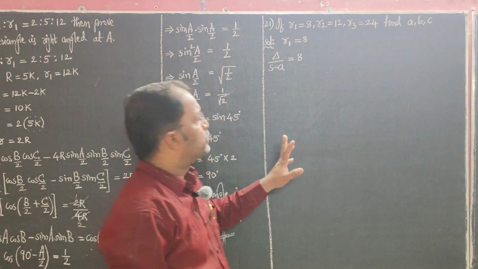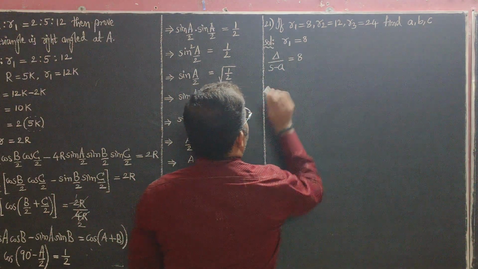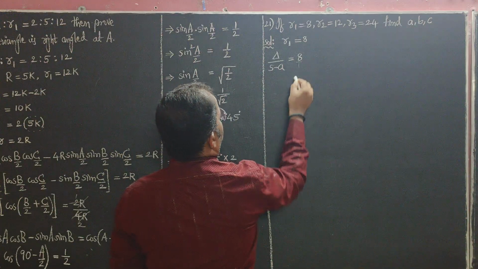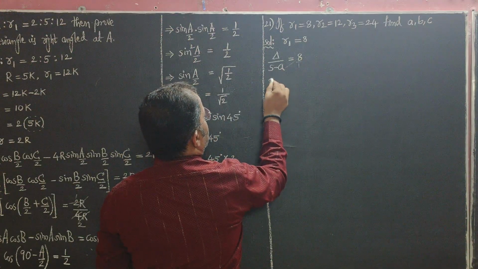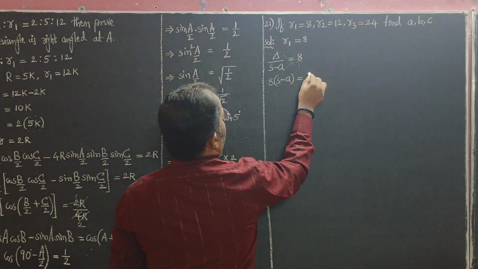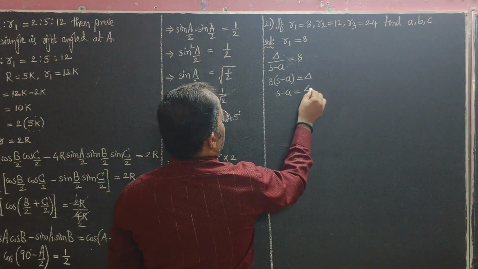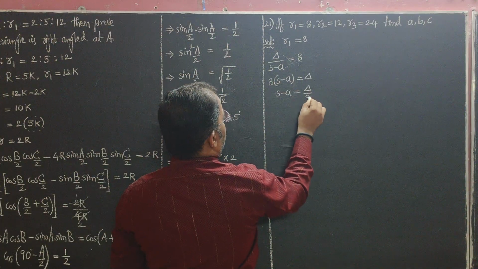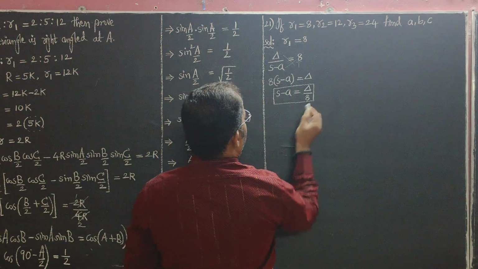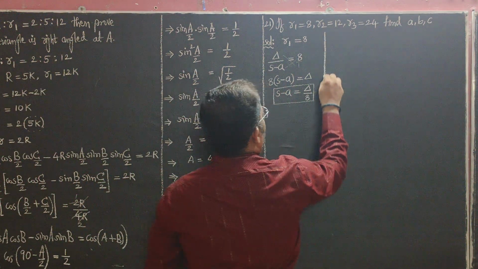So in this, small r is missing. First, we have to find out small r. Okay, so delta by s minus a equals 8. So r1 cross multiplication is by 1. So 8 into s minus a, cross multiplication, equals delta. Clear, and from this, s minus a equals delta into s become by 8, means now we have the value of s minus a, and r1 is completed.